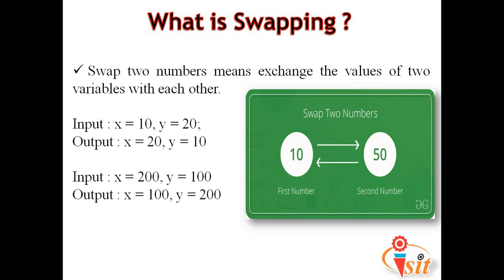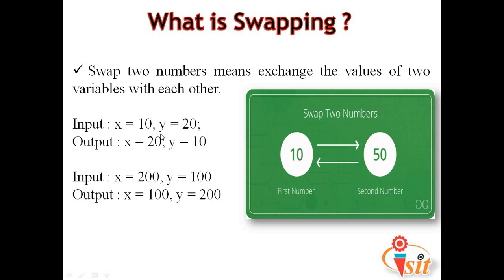Before implementing the bubble sort algorithm, we first need to learn one basic concept, that is swapping, because the implementation of bubble sort requires swapping. In the C programming language, we have already learned the meaning of swapping. Consider in this diagram the first number is 10 and the second number is 50. We exchange the values from the first number to the second and from the second to the first, and that concept is called swapping.